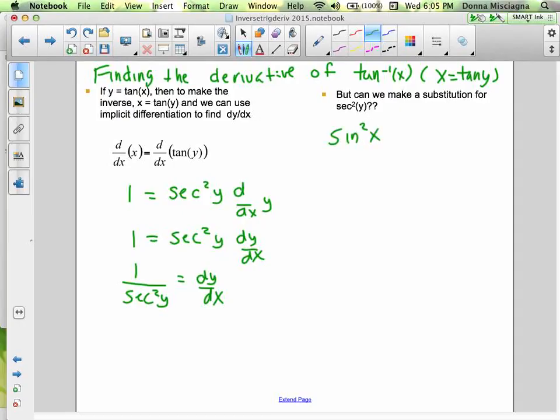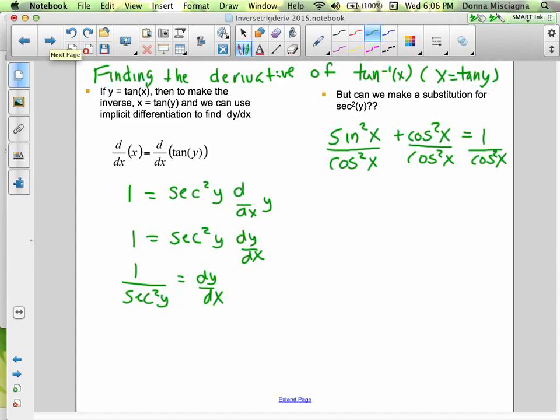Sine squared x plus cosine squared x equals 1. But I don't have any secants in there. I know, however, that secant is the reciprocal of cosine. And if I have 1 over cosine, then I would have secant, right? Because they're reciprocals. So I better divide everything by cosine squared x. Since cosine and secant are reciprocals, secant is the same as 1 over cosine squared.